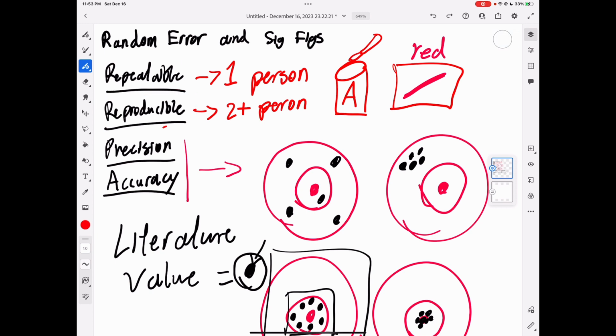This is the same thing as repeatability. However, it applies to more than one person. So let's say I take paint bucket A, and every time I use the brush, I get red. But let's say I have a friend, and every time he uses the brush, he always gets green. This means my experiment is irreproducible.